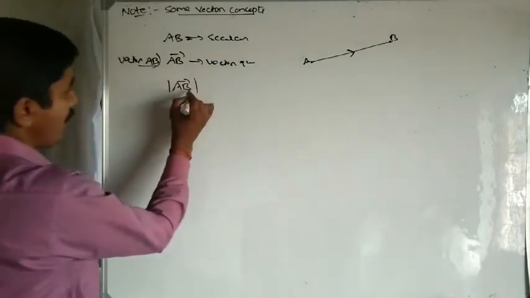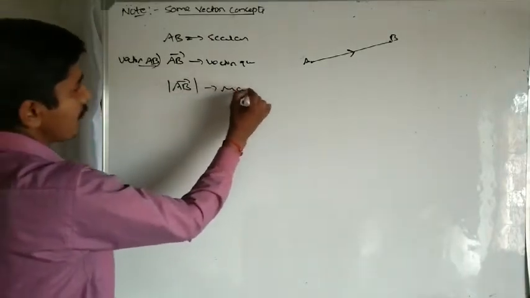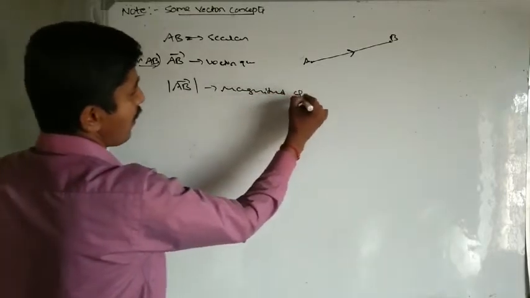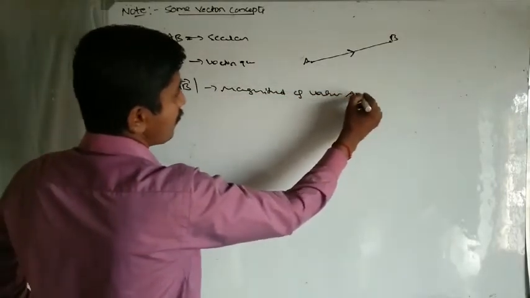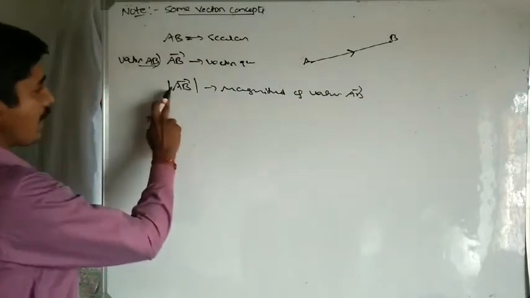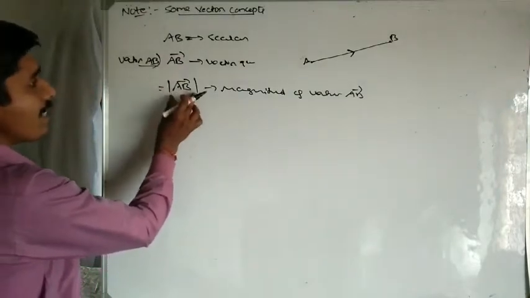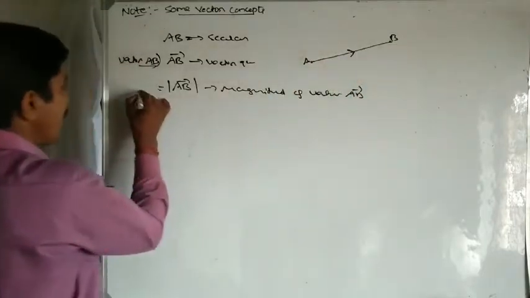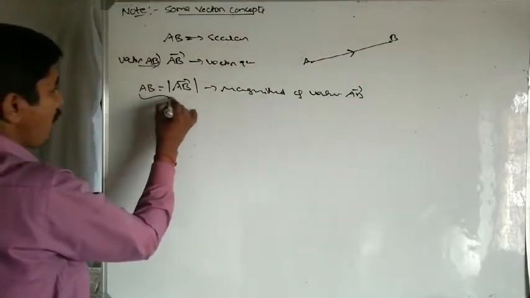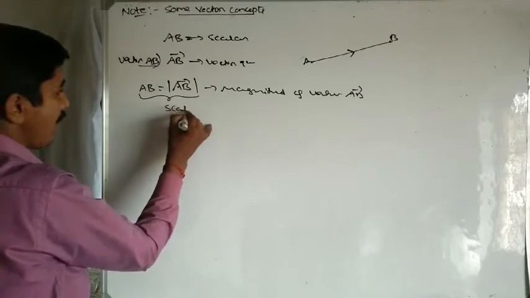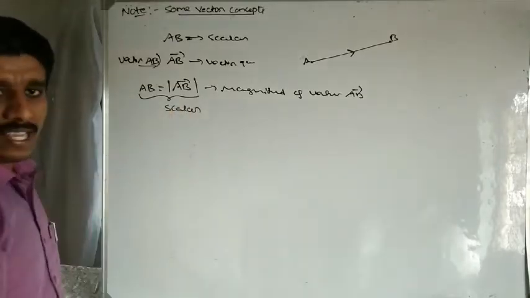Magnitude of vector AB is denoted like this, magnitude of vector AB. Clearly it means it is a length here. Magnitude of vector AB means length. What type of quantity is it? It is a scalar quantity.